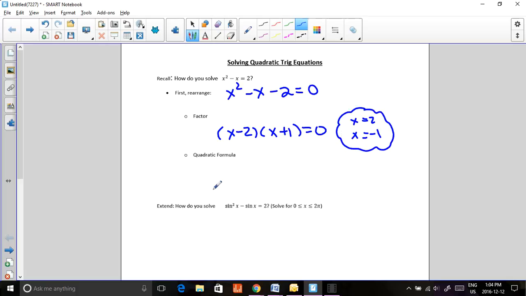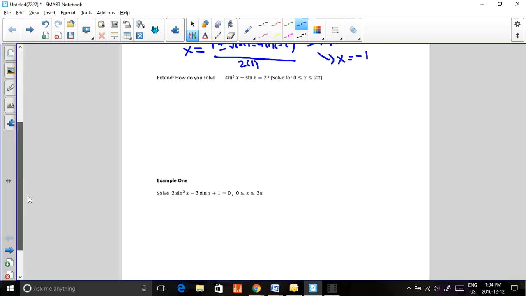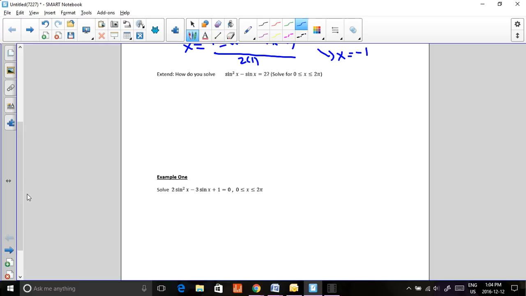The quadratic formula would be x equals minus b, so minus -1 is 1, plus or minus the square root of b squared, so -1 squared, minus 4 times a, so 1, times c, so -2, all over 2a, so 2 times 1. In this case, you would get, again, x equals 2 and x equals -1. So either way works. When you have a trigonometric equation, you can solve it the same way, but when you get to the actual solving part, you have to use trigonometry.